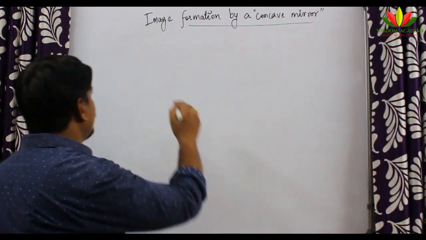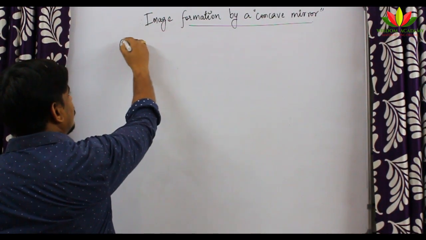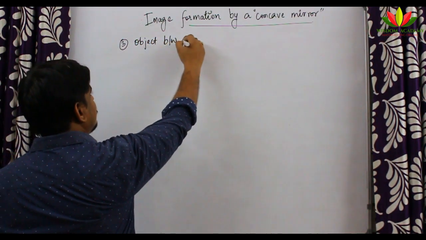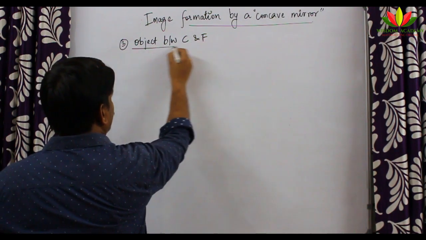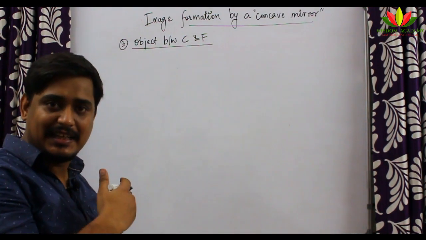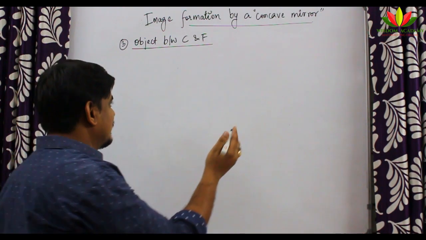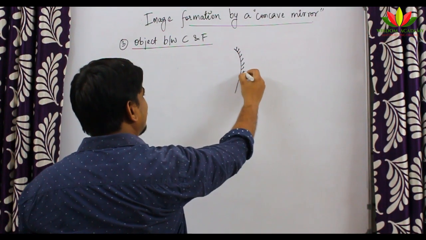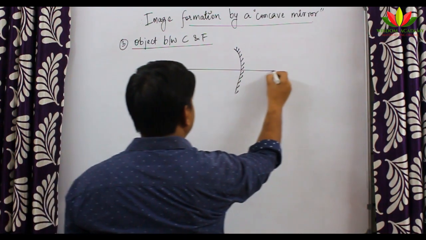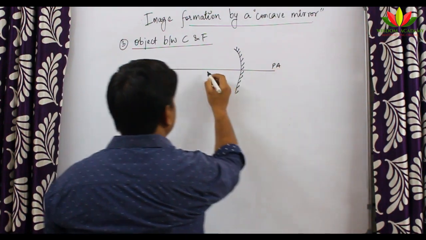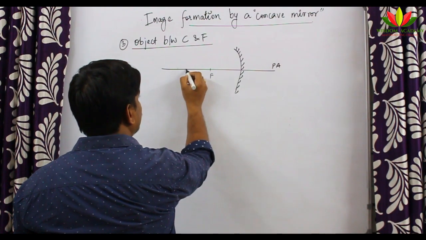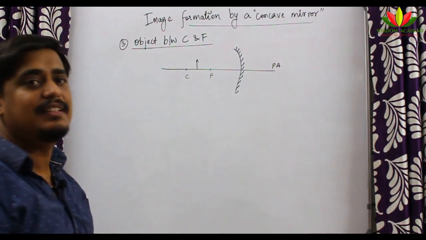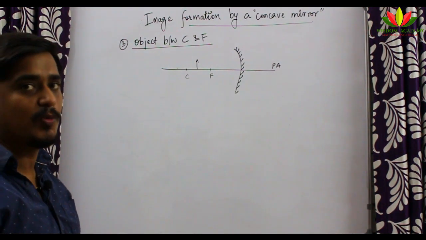Next, we will keep the object between C and F. So first I kept the object beyond C, then at C, now between C and F. So let this be the concave mirror, let this be the principal axis, this is the focus, this is the center of curvature, and I am keeping the object somewhere between C and F. Let me see how the image is formed.